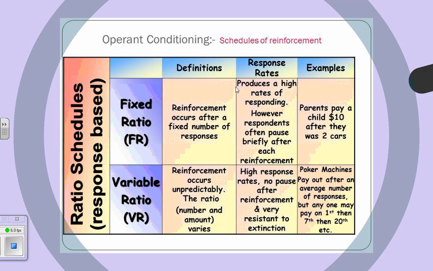What are the positives and the negatives with this? Because they can ask you, give an example of fixed ratio and mention a positive and a negative. The positives: it produces a high rate of responding. Great for the initial stages of behavior modification. However, respondents often pause briefly after reinforcement. Responders often stop trying immediately after the reinforcement.